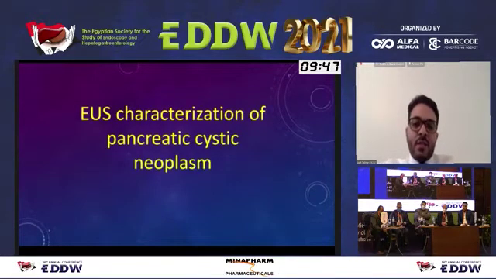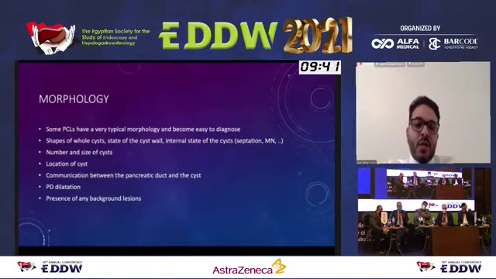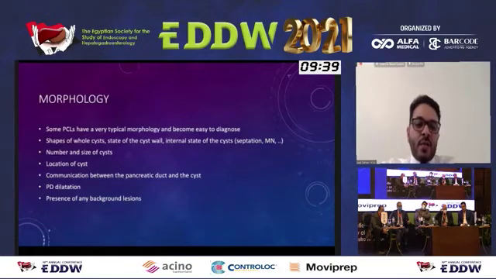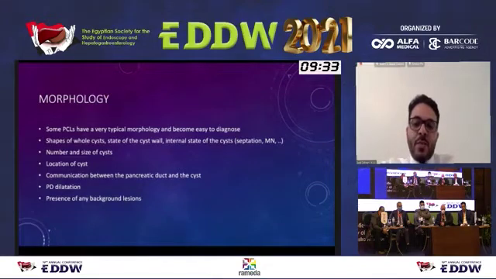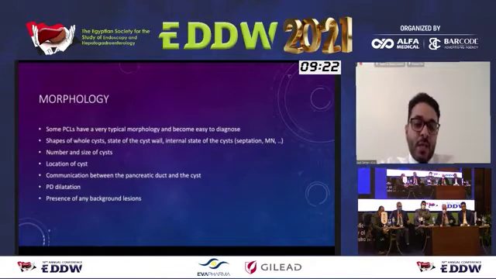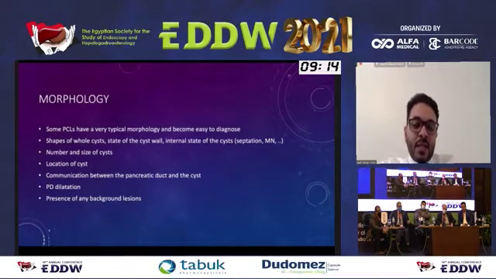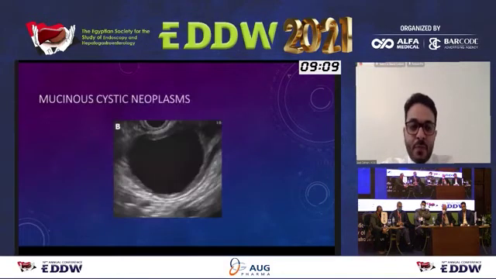Now we'll go to our main part, which is endoscopic ultrasound characterization of pancreatic cystic neoplasm. Of course, first thing you want to know is the morphology of the cyst. As you know, some pancreatic cystic lesions have very typical morphology, and then diagnosis would be easy. You want to know the shape of the whole cyst, the state of the cyst wall, and the internal state of the cyst in terms of septation and mural nodule. You want to know the number and size of the cyst, its location, and if there is communication with the main pancreatic duct. You want to evaluate for pancreatic duct dilatation, and also for any background lesion or changes of pancreatitis.